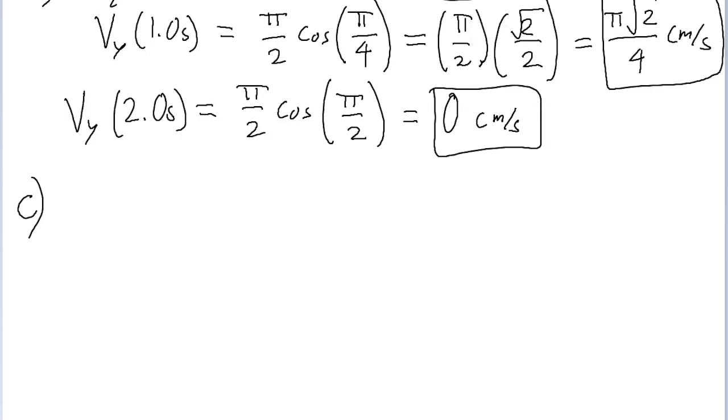Part C asks us for the average acceleration of the particle from 0 to 2 seconds. So we used a derivative earlier to find a formula for the velocity.